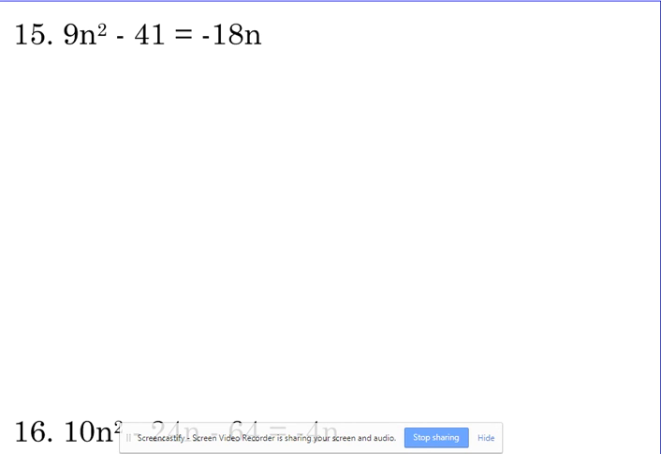So the first step remains the same. Your variables have to be on the left side. Your constants have to be on the right side. So that means we need to do a little switcheroo here on number 15. We need to add the 18n over, and we also need to add the 41 because both of those were negative. So we have 9n squared plus 18n is equal to 41.